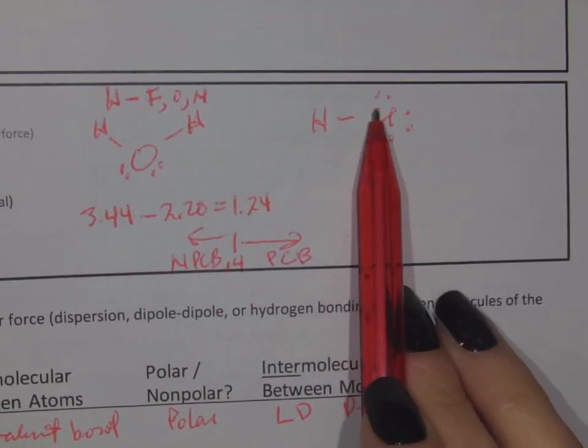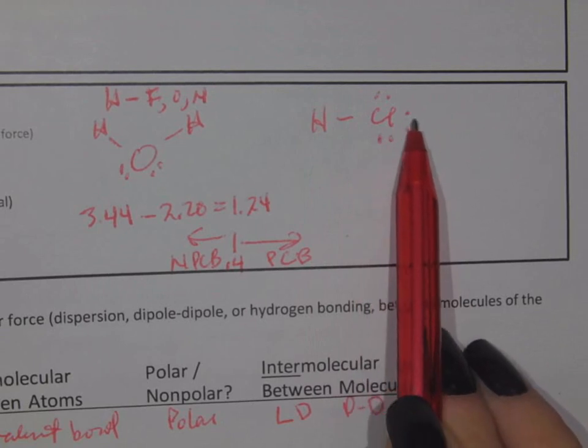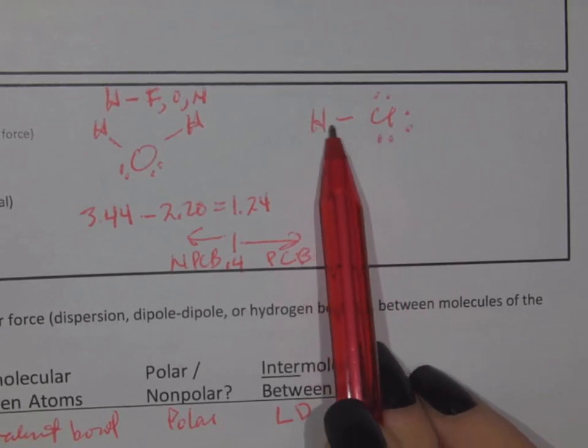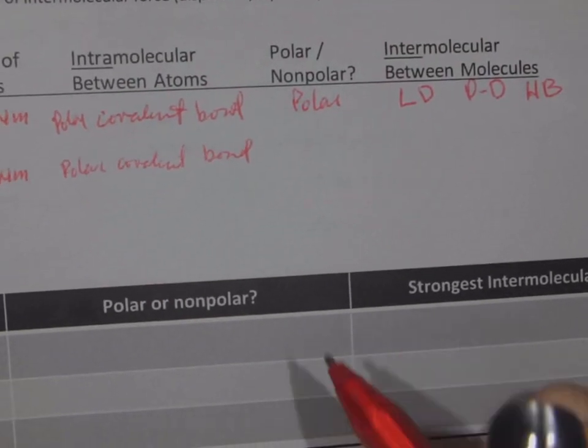Is this whole molecule polar or nonpolar? If chlorine is the center, we got 4 domains. 3 of them are lone pairs, and 1's a bonded hydrogen. They're not all the same. Asymmetry. This is a polar molecule.